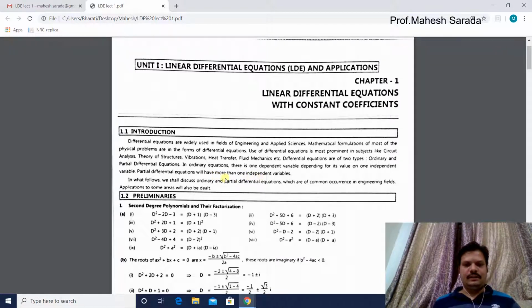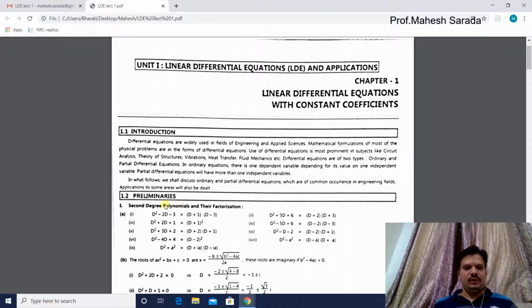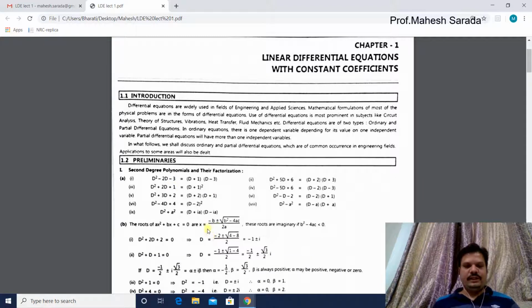Before we take up the actual linear differential equations with constant coefficients, there are some preliminaries. So see the preliminaries: second degree polynomials and their factorization. If we have a second degree polynomial like d square minus 2d minus 3, to find the roots of this polynomial, we have two different methods. We can use the formula minus b plus or minus square root of b square minus 4ac, divided by twice a. By the use of this formula, we can find the roots of this equation.